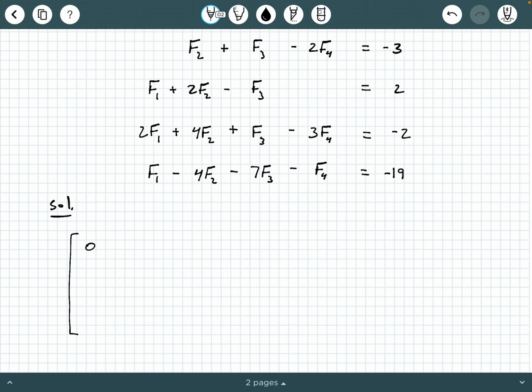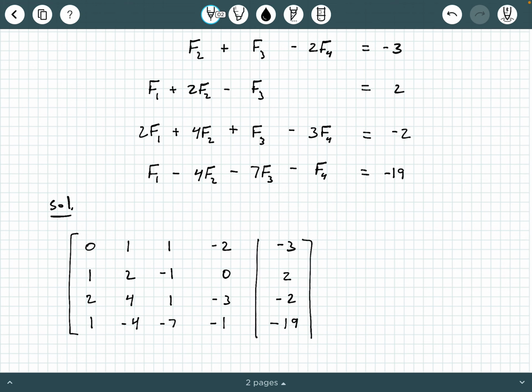So the first row is going to be 0, 1, 1, -2, -3. The second row is going to be 1, 2, -1, 0, +2. The third row is going to be 2, 4, 1, -3, -2. And then the last row is going to be 1, -4, -7, -1, -19. And then we have our partition line here. So this is our augmented matrix.